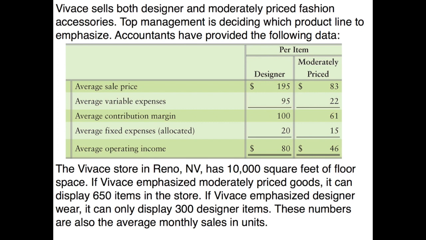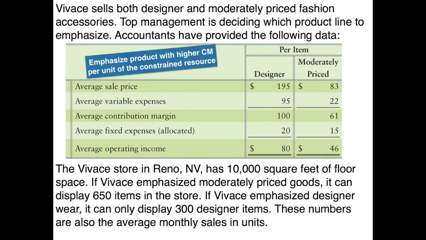So let's restate something we should already know at this point. We need to emphasize the product with the highest contribution margin per unit of the constrained resource. So we now know that our constrained resource is square feet. Square feet of storage or floor space. It may be storage space, it may be shelf space. Whatever the case may be, you need to emphasize the product that has the highest contribution margin per unit of whatever the constrained resource is.